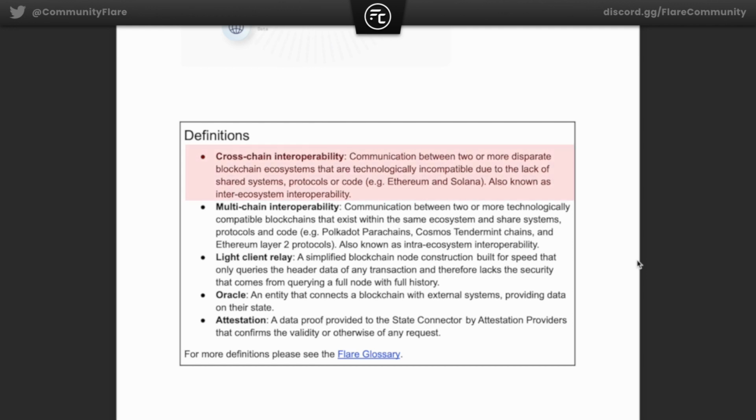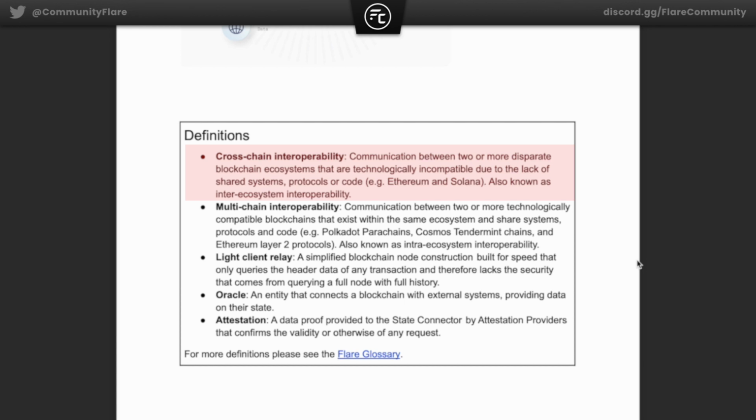This is the communication between two or more disparate blockchain ecosystems that are technologically incompatible due to the lack of shared systems, protocols, or code. For example, Ethereum and Solana. This is also known as inter-ecosystem interoperability.